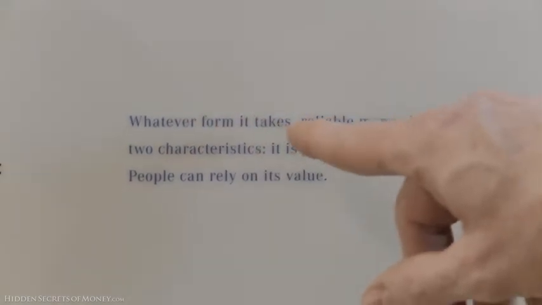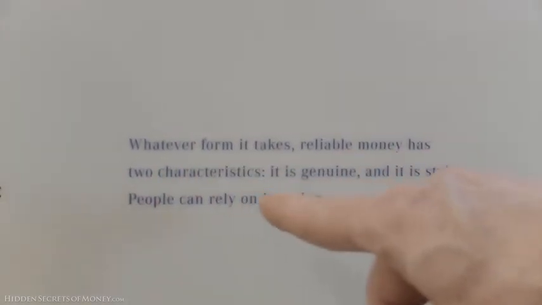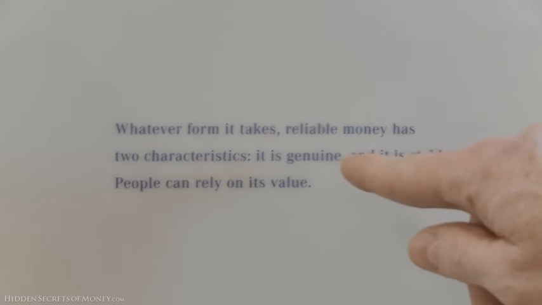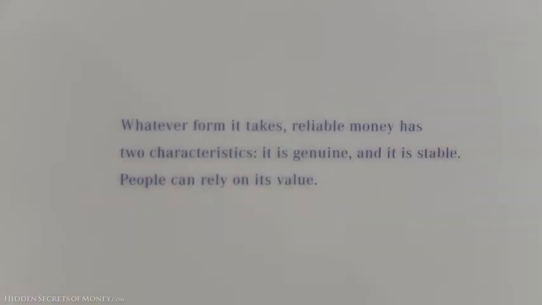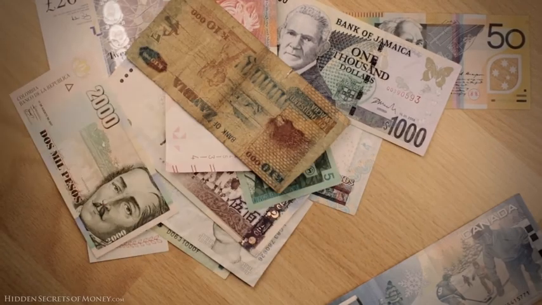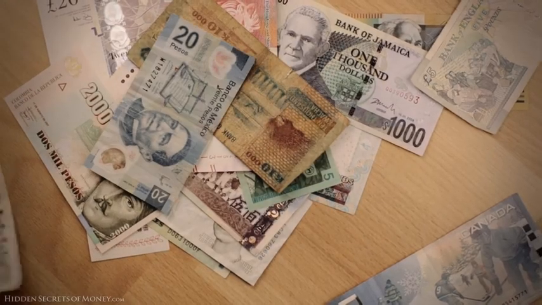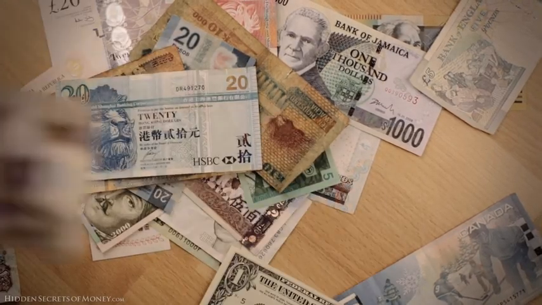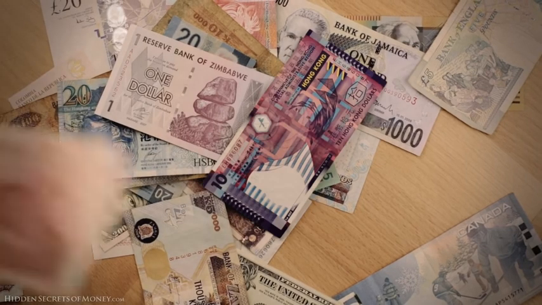Whatever form it takes, reliable money has two characteristics. It is genuine and it is stable. People can rely on its value. Well, what fiat currency around the planet has maintained its value? They all fall in value. So right away you can see the difference.